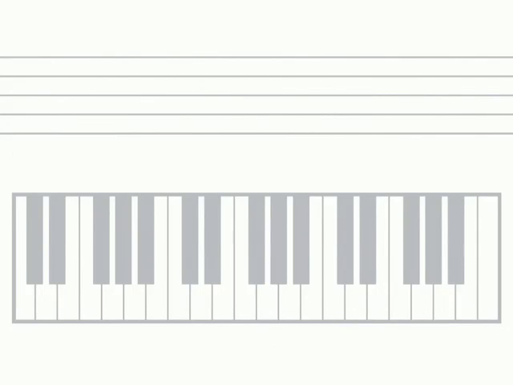All right, now it's time to talk a little bit about the bass staff, also known as the F clef, because it sits on the F line. Now, to identify middle C on the bass staff, it sits right on the top of the staff with a line going through it. So that is middle C, which matches up with our middle C on the keyboard.